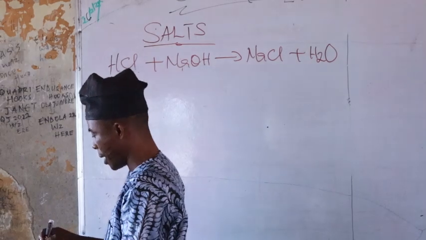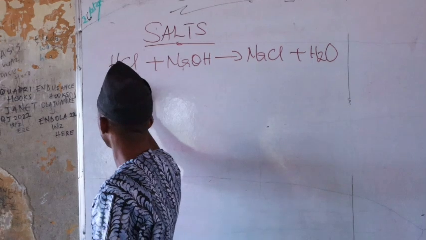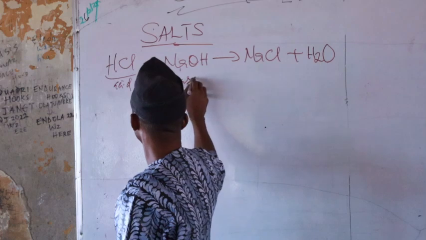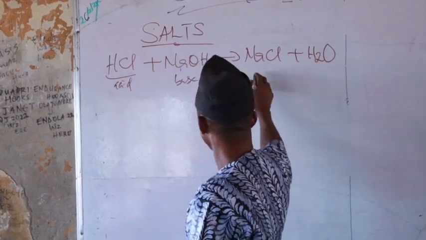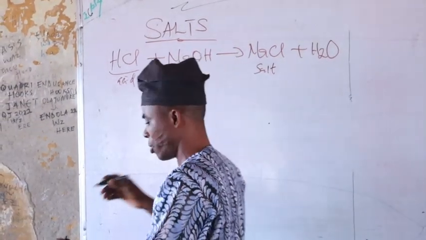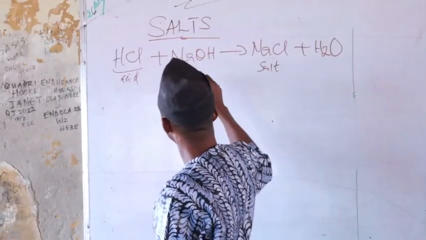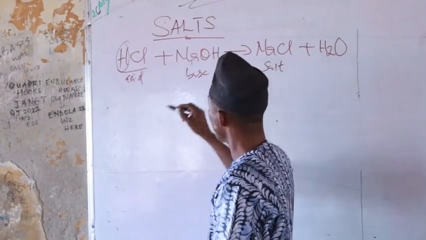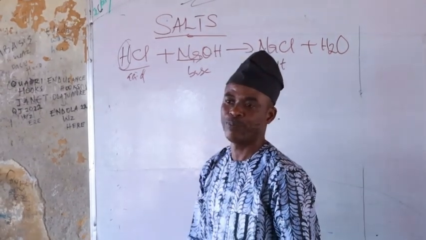From the previous class that we had, what type of substance is this? An acid. What type of substance is this? Base. Now that means we are reacting an acid and base together. What is formed here is what? Salt. Now we can say a salt is formed when the replaceable hydrogen of an acid is replaced with a metal or ammonium ion.